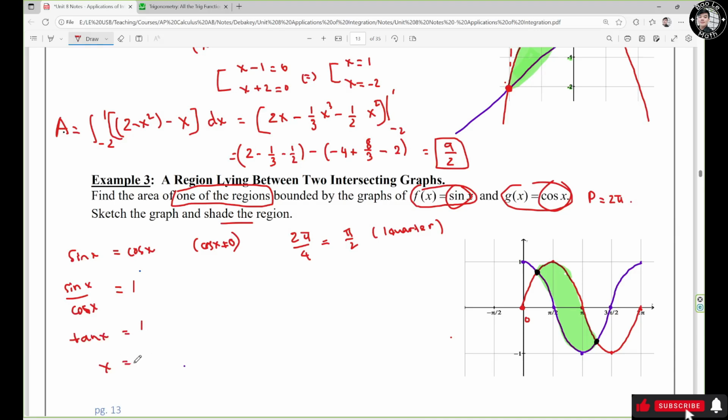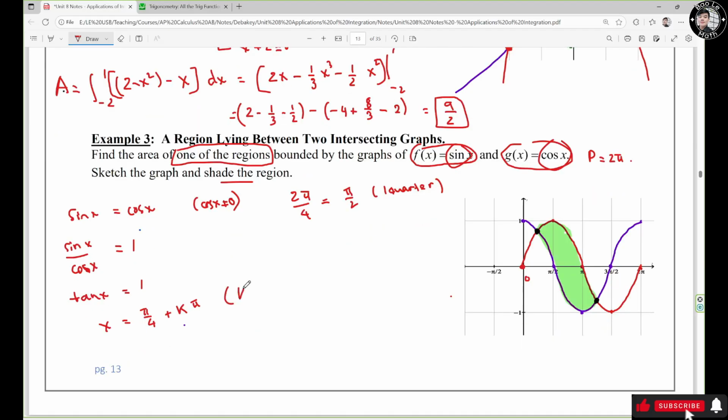So s equals pi over 4 plus k times pi, where k is an integer. So first, k equals 0, s equals pi over 4, which is right here. And k equals 1, s equals 5 pi over 4, which is right here.